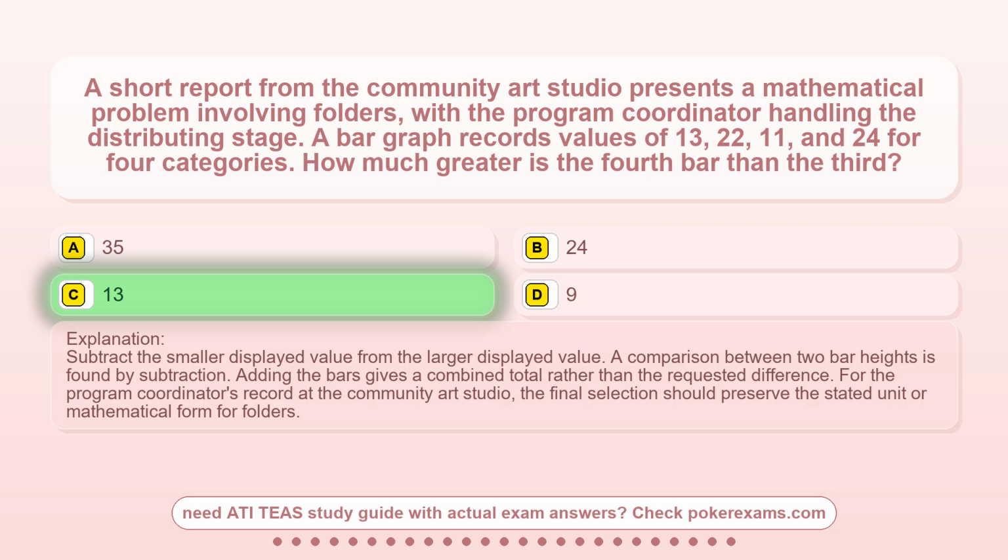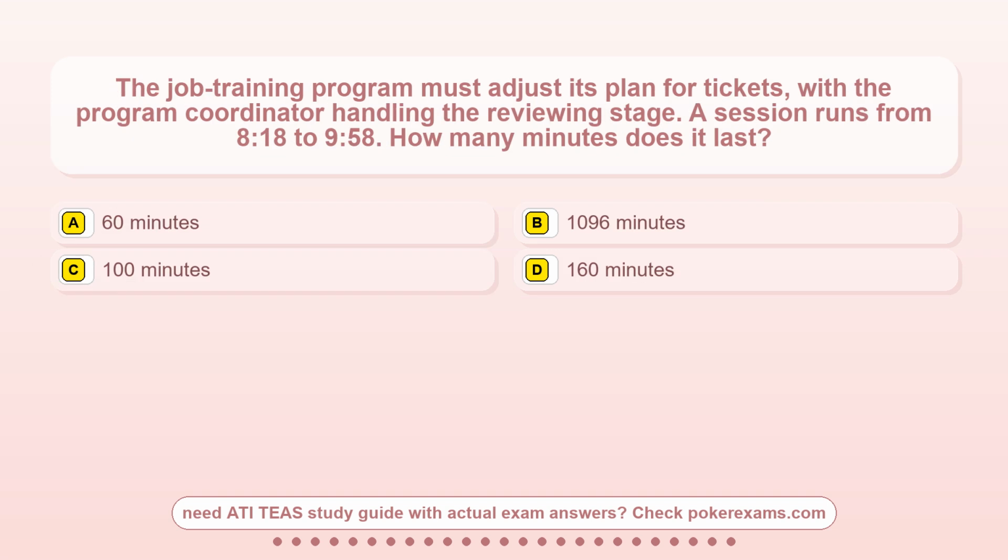Subtract the smaller displayed value from the larger displayed value. A comparison between 2 bar heights is found by subtraction. Adding the bars gives a combined total rather than the requested difference. For the program coordinator's record at the Community Art Studio, the final selection should preserve the stated unit or mathematical form for folders.